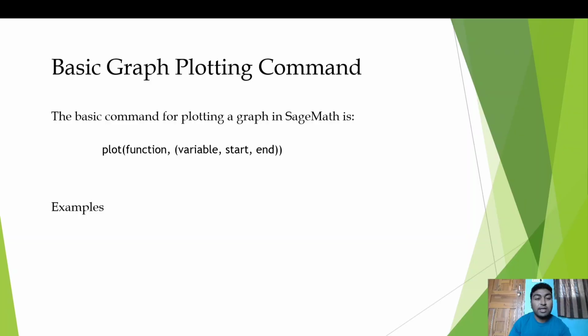Next, the basic graph plotting command. The basic command for plotting a graph in SageMath is as seen here: plot in bracket function, comma in bracket variable, comma start, comma end. Now let's see an example in SageMath so you can understand it more easily.